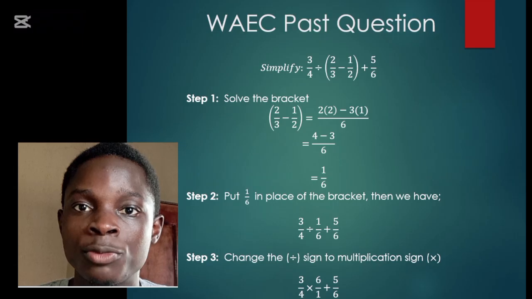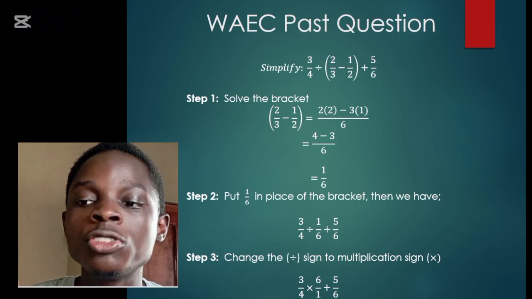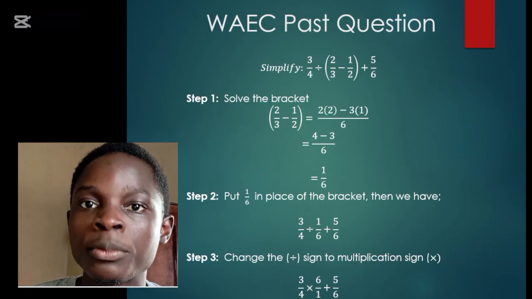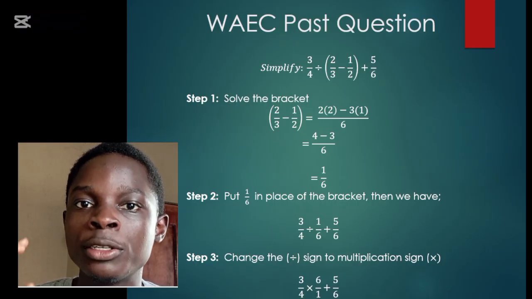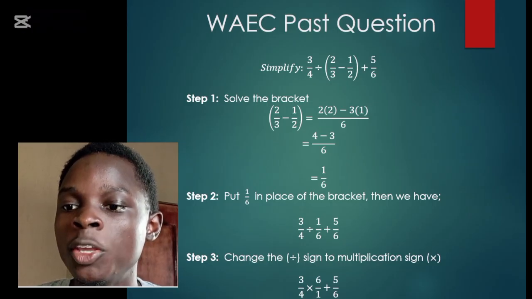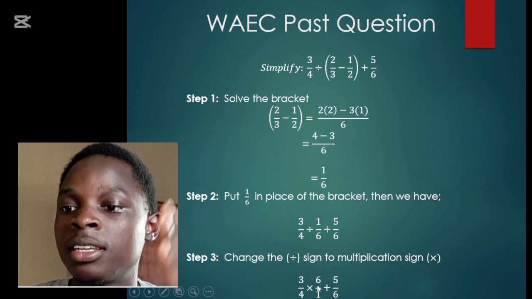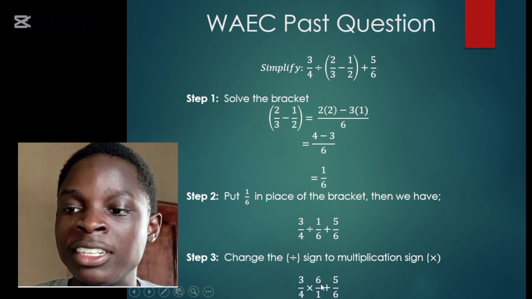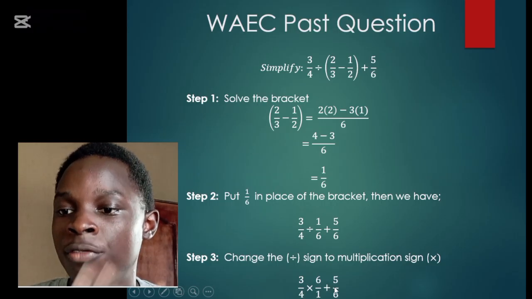When you have division between two fractions, you change your division sign to multiplication sign, and once you do that, the fraction that comes immediately after the division sign, the numerator and denominator must interchange. So that's why we have it here to be 3 over 4 times, our division has changed to times already, 6 over 1. Then we have our plus 5 over 6.